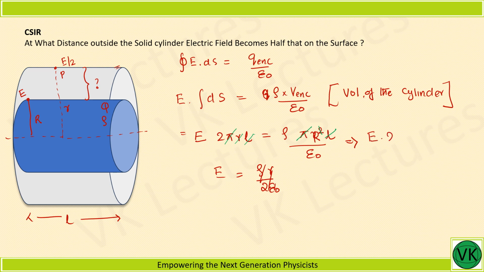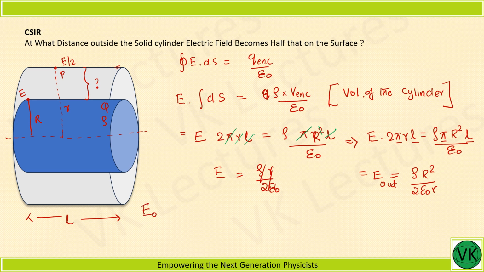So we will rewrite this: E into 2 pi small r L equal to rho pi R square L divided by epsilon naught. So E equals, pi and pi get cancelled, L and L get cancelled, so rho R square divided by 2 epsilon naught r. So this is the formula for electric field outside.